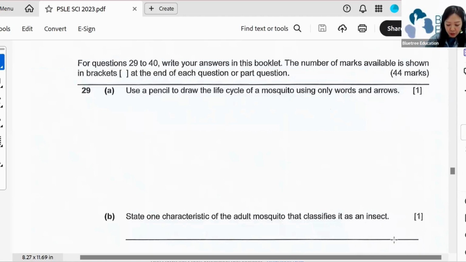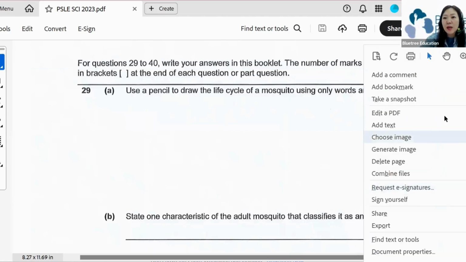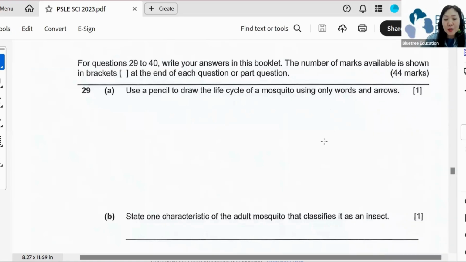Okay, so use a pencil. They make it very clear. So in case some of you think that you cannot use pencil to write your answer for PSLE, it's not true, because you see this is last year's paper and they use the word pencil. So you cannot use a pencil to write your answers on the answer blank, but you can use pencil to draw.